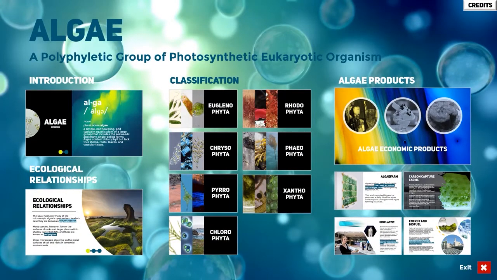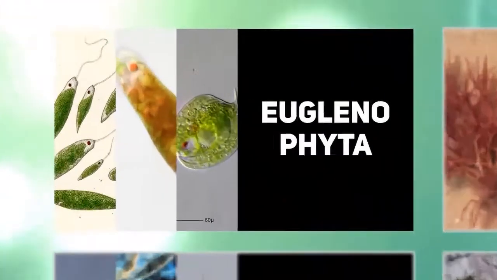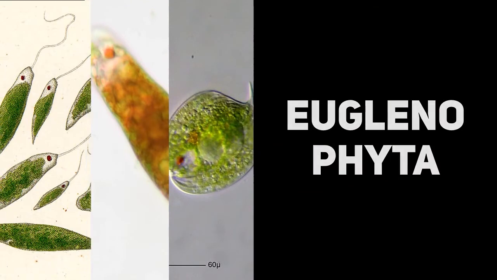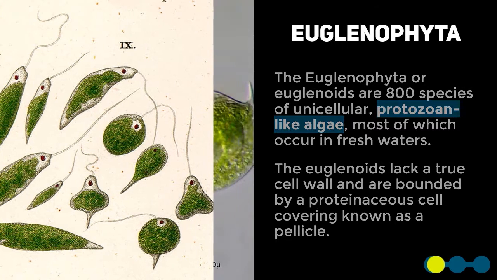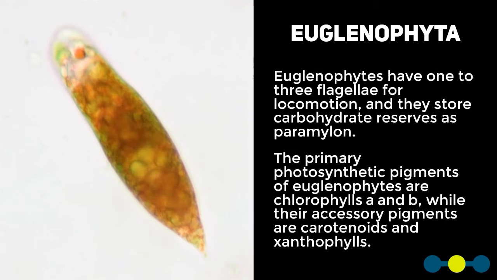Next is algae classifications. Euglenophyta. The Euglenophyta or euglenoids are 800 species of unicellular, protozoan-like algae, most of which occur in fresh waters. The euglenoids lack a true cell wall and are bounded by a proteinaceous cell covering known as a pellicle. Euglenophytes have 1 to 3 flagellae for locomotion, and they store carbohydrate reserves as paramylon.